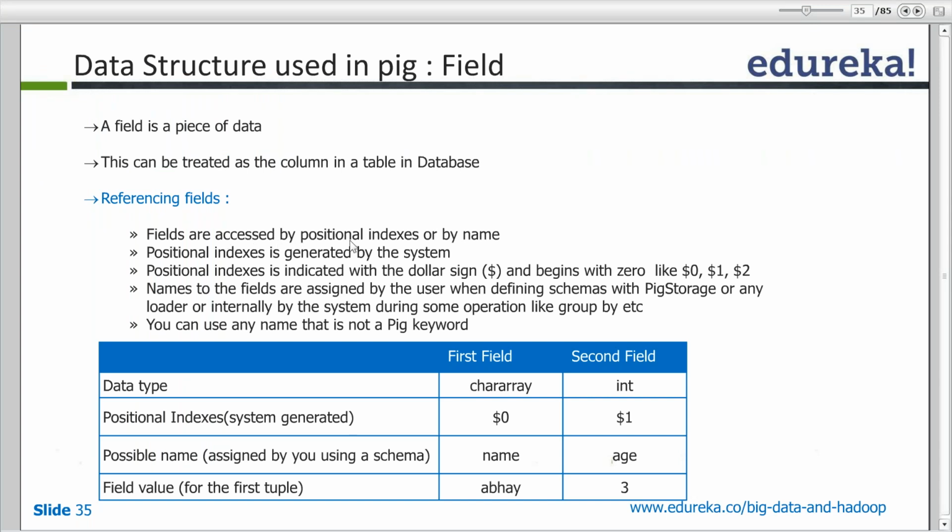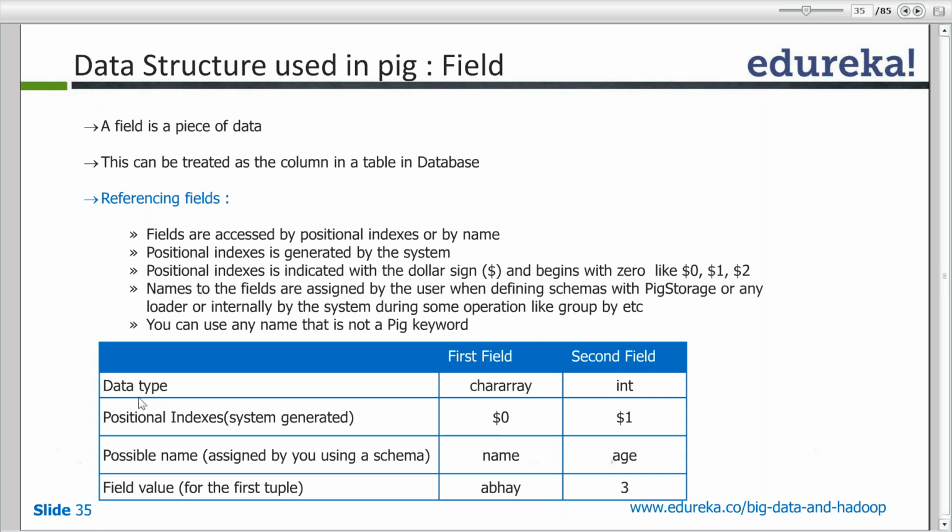Fields are accessed by positional indexes or by name. So if you define a schema, you access by name; if you don't define a schema, by positional indexes. Positional indexes are generated by the system. So these positions are basically given by Pig. You don't define them, right? So Pig by default assigns positions. Positional indexes are indicated with the dollar sign and start from 0. Like $0 would be the first column, $1 would be the second column, and so on. Names for the fields are assigned by the user when defining a schema with PigStorage or any loader, or internally by the system during some operations like group by.